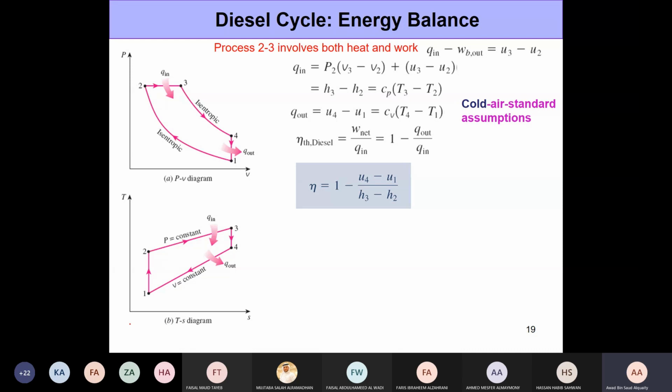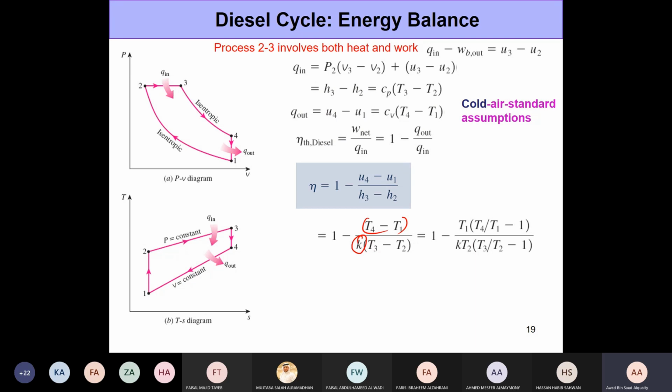All right. So once you have that, then you can write it as 1 minus (T4 minus T1) by k times (T3 minus T2), right? And of course, we can go ahead and do some manipulation to come up with a simpler version of the thermal efficiency.